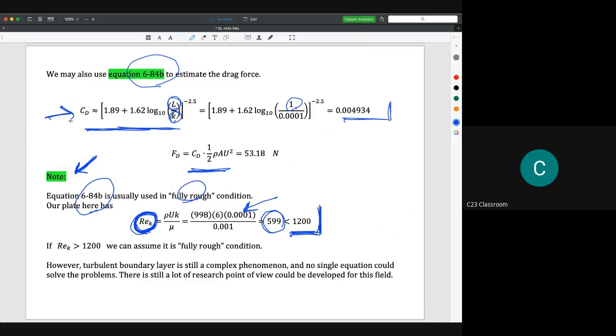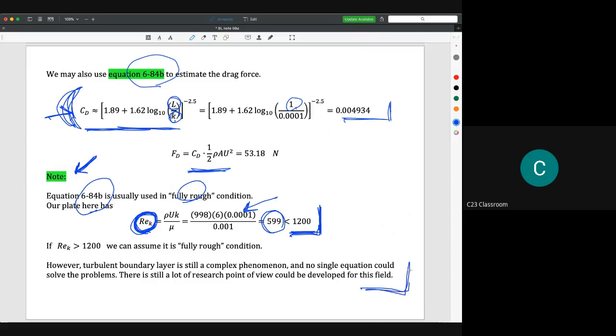However, we could use the idea of this one, because turbulence fluctuates very roughly, meaning the difference between the minimum and the maximum is quite big. Based on my experience, it is okay for us to use the CD of this one. However, the turbulent boundary layer is still a complex phenomenon, and no single equation could solve the problem. There is still a lot of research that could be developed in this field.